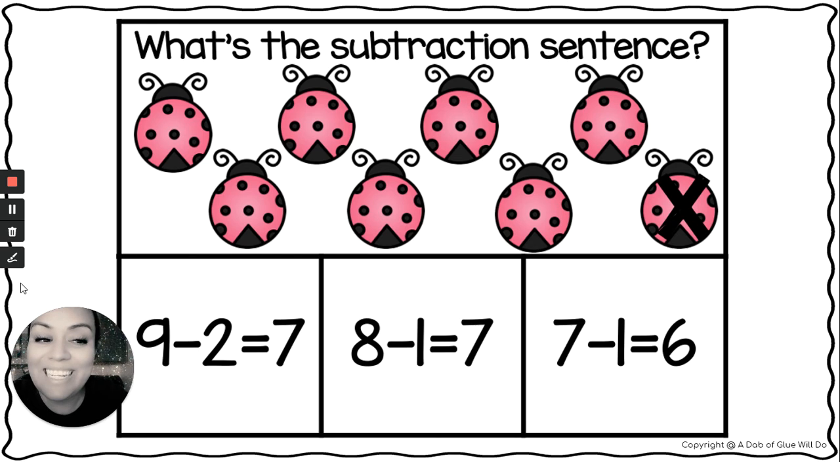Are you ready? All right. I'm going to count us down from 3, and then I want you to say the number sentence with me. You ready? 3, 2, 1. Say the number sentence. 8 minus 1 equals, yes, 7. 8 minus 1 equals 7.